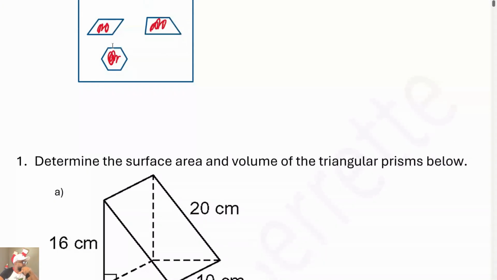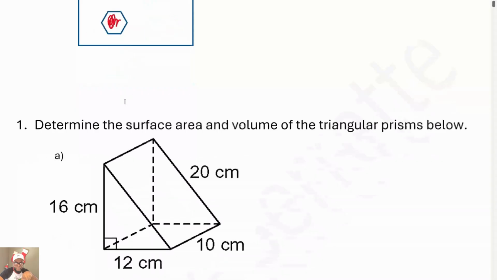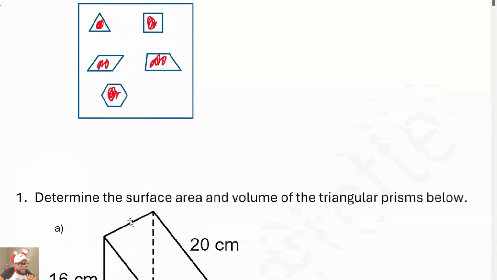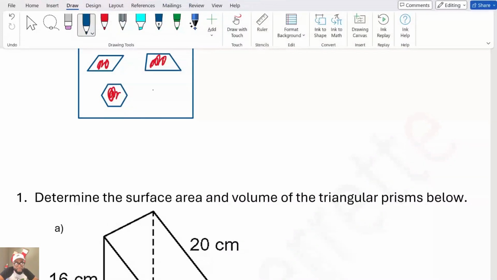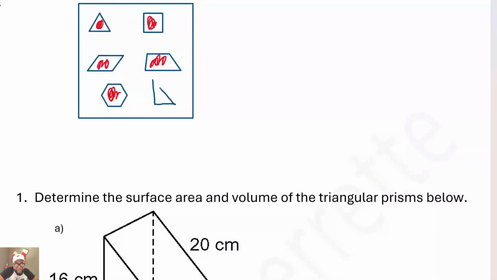So if you look at this question underneath right here, from the time you look at this, a baby knows that the cross section of this solid is actually a triangle. So the triangle for that solid underneath there will actually look like this. It's a right-angled triangle.